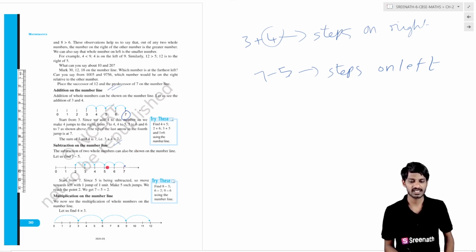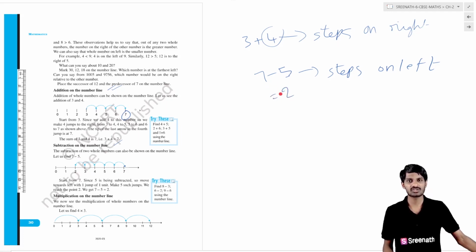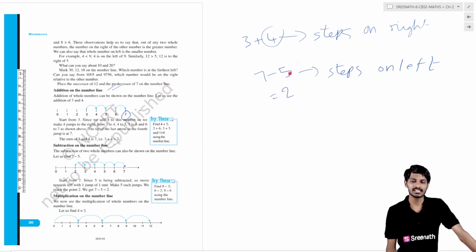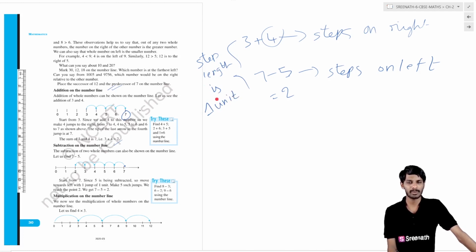So locate the 7, and make 5 steps to the left side. First step, second step, third step, fourth step, fifth step. After the fifth step, you will get the number 2. So 7 minus 5 is equal to 2. This is the actual subtraction. In this way, in addition you will move right on the number line, and in the case of subtraction, you will move left on the number line. And one thing is, in both these conditions, step size or step length is 1 unit only. This is the primary condition.